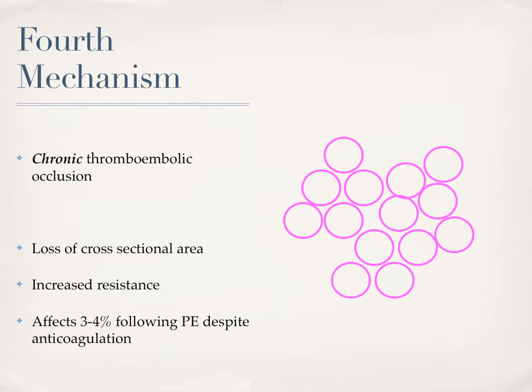The fourth mechanism is chronic thromboembolic occlusion. So not acute PE, but chronic thromboembolic disease. And once again, there's loss of cross-sectional area if many of the capillaries are filled up with clot. Again, increased resistance. This occurs in a small fraction of patients following PEs, despite anticoagulation.